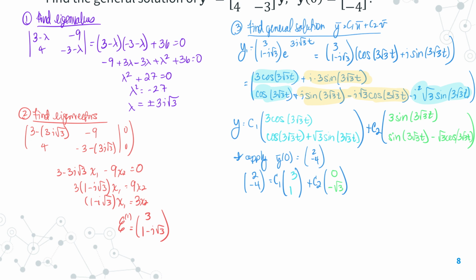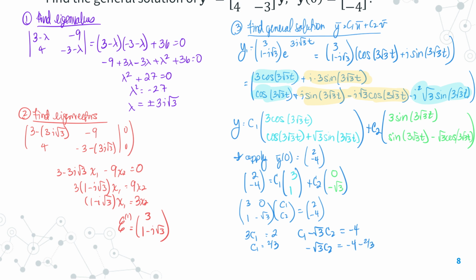So we could rewrite this as the system 3, 0, 1, negative root 3 times c1, c2 is now equal to 2 and negative 4. And already we know that 3c1 equals 2, so we can find c1 already. That's kind of the nice thing. So we don't really have to do a whole lot. We could just say 3c1 is equal to 2, so c1 is 2/3. And that means that c1 minus root 3 c2 is equal to negative 4, which means negative root 3 c2 is going to be negative 4 minus 2/3.